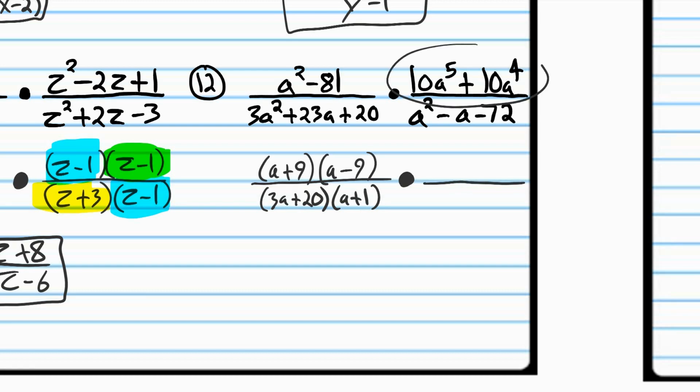So in this expression, we just factor out the GCF, which would be 10A to the fourth power, which we learned how to do in previous classes. And in the bottom, we have another quadratic. So what two numbers multiply to negative 72 and add up to negative 1?